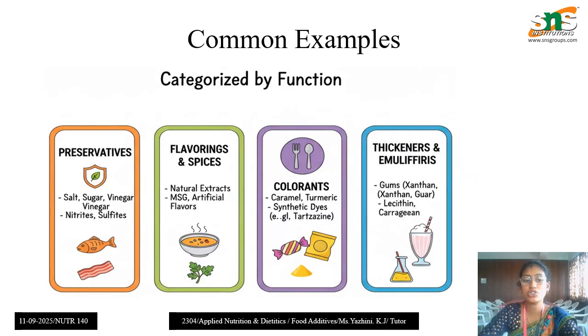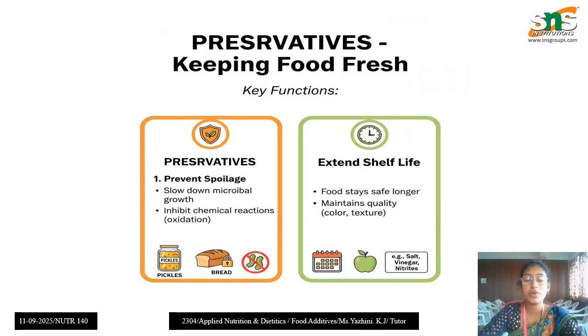Preservation uses salt, sugar and vinegar; there are also flavoring agents, coloring agents, thickeners and emulsifiers. Just look at the image, you can understand here. Preservatives keep the food fresh. They prevent spoilage and extend shelf life, like in pickles, where salt is used, and some shops use vinegar for pickles. These keep the food fresh so we can use it further.